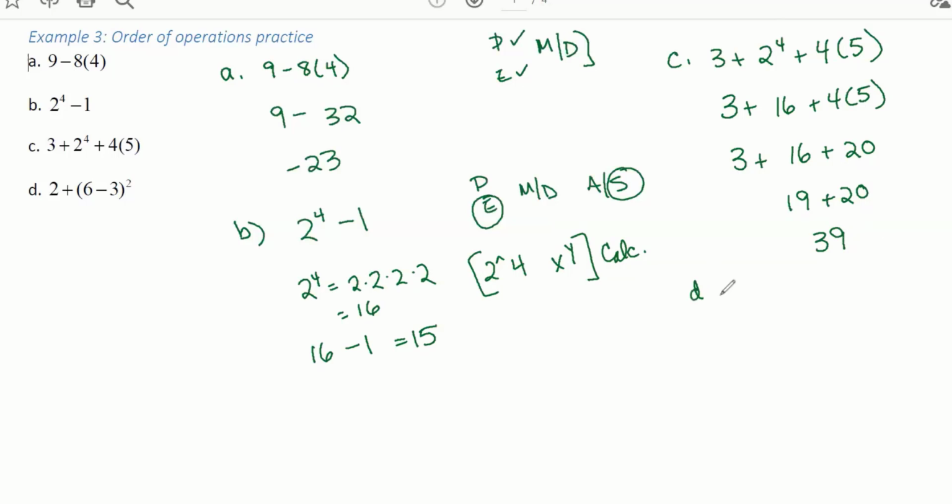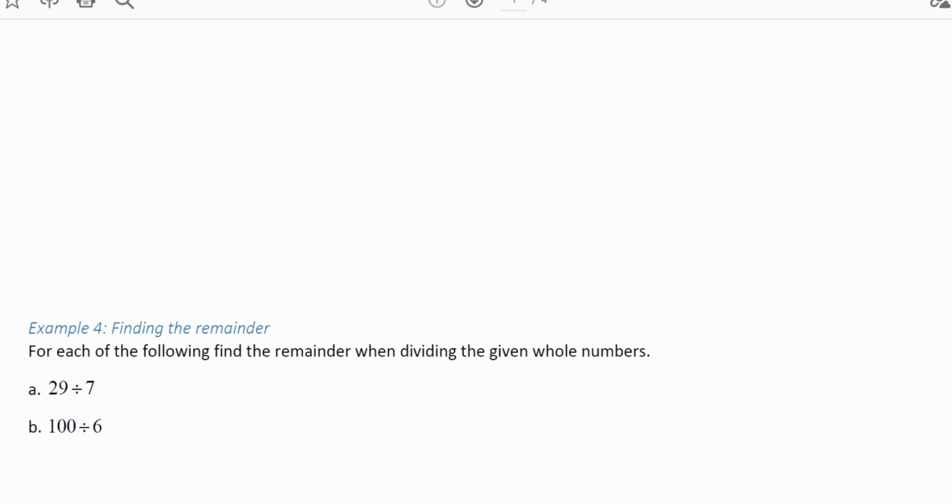Finally, D, 2 plus 6 minus 3 to the 2nd. So start with parentheses. We do have an operation inside the parentheses, so we're going to do that 6 minus 3 first. So we get 2 plus 3 to the 2nd. Now exponent, we have 3 to the 2nd. 3 to the 2nd is 9. And then add 2 plus 9, and we get 11.